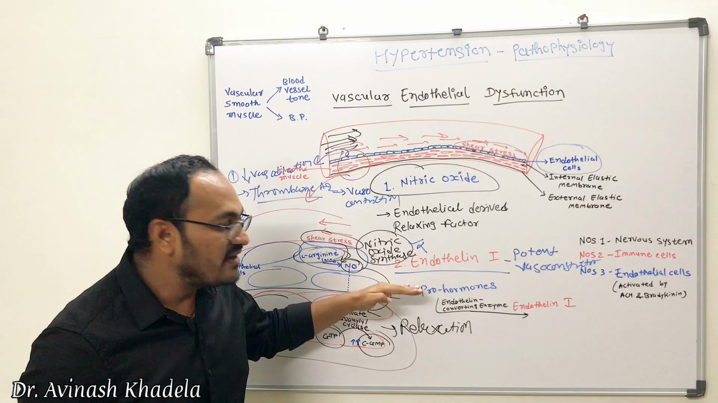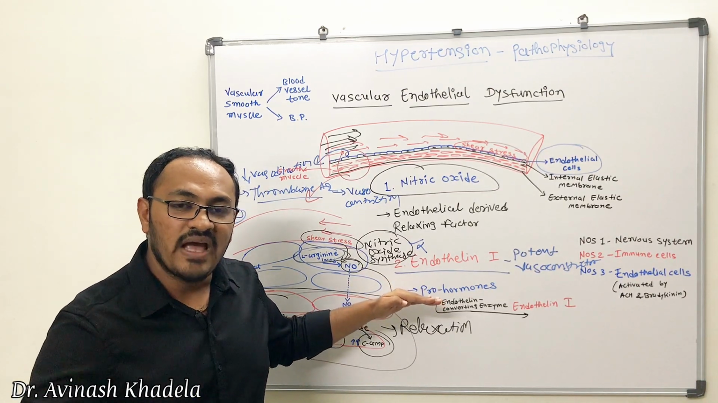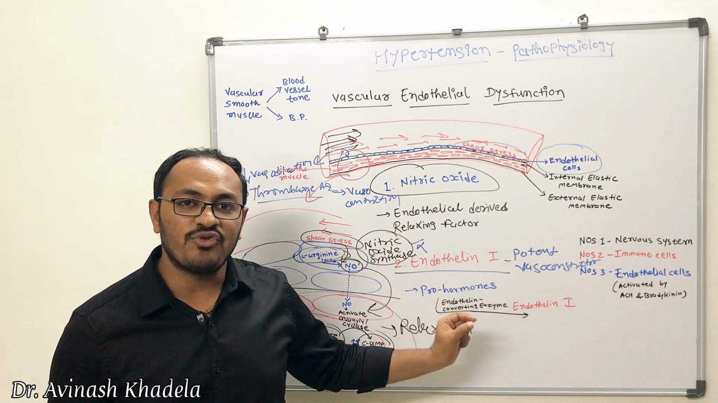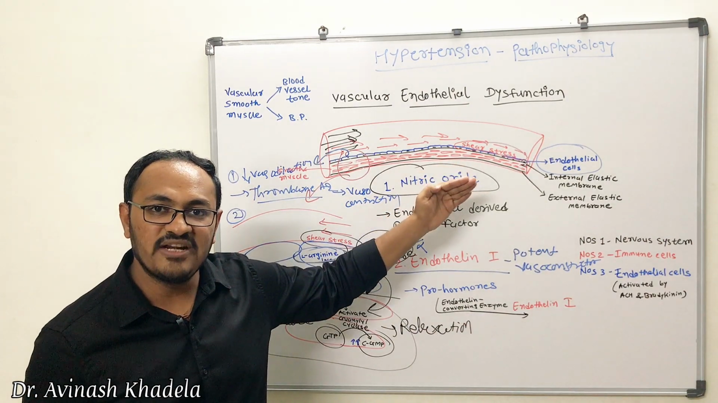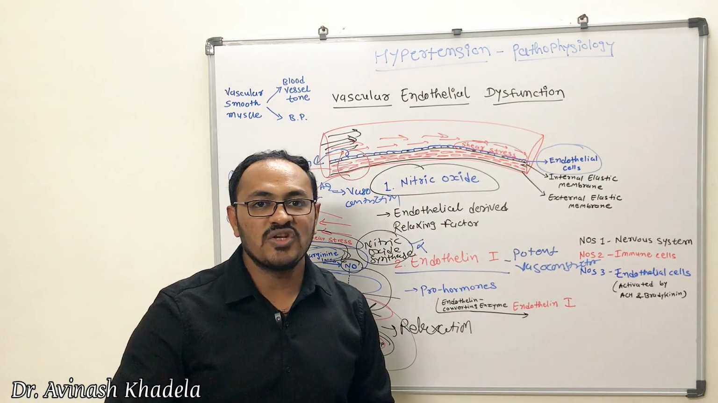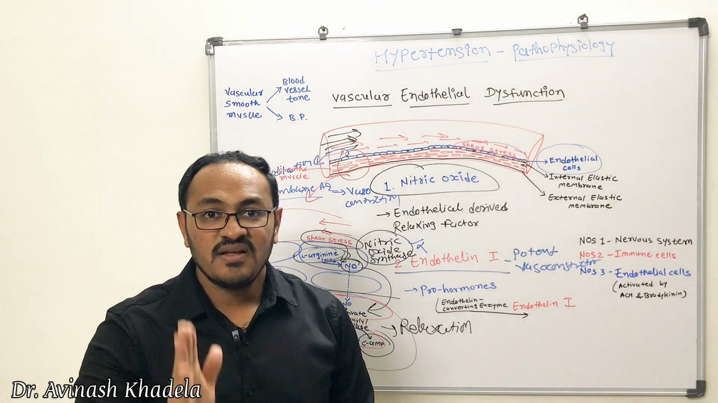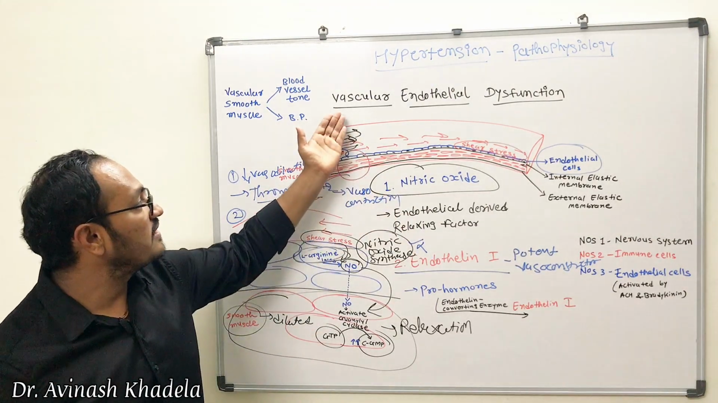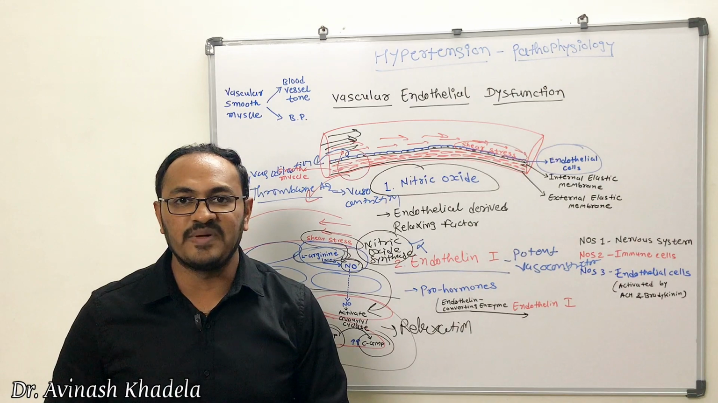Second, when there is an excessive synthesis of endothelin 1, which has potent vasoconstrictory action and constricts the artery as well as the vein, it cannot be compensated by the vasodilatory effect of nitric oxide, which leads to persistent elevation in blood pressure. So this is a most crucial factor in the vascular endothelial dysfunction component of the pathophysiology of hypertension.